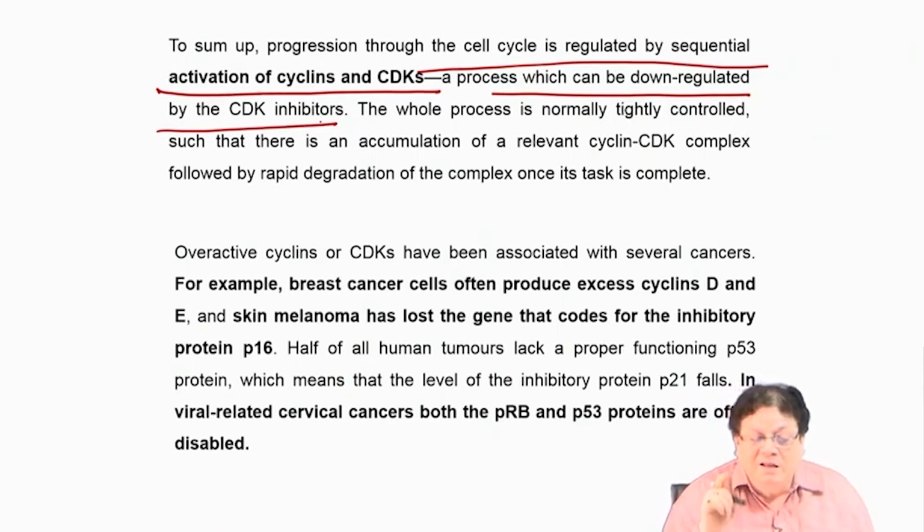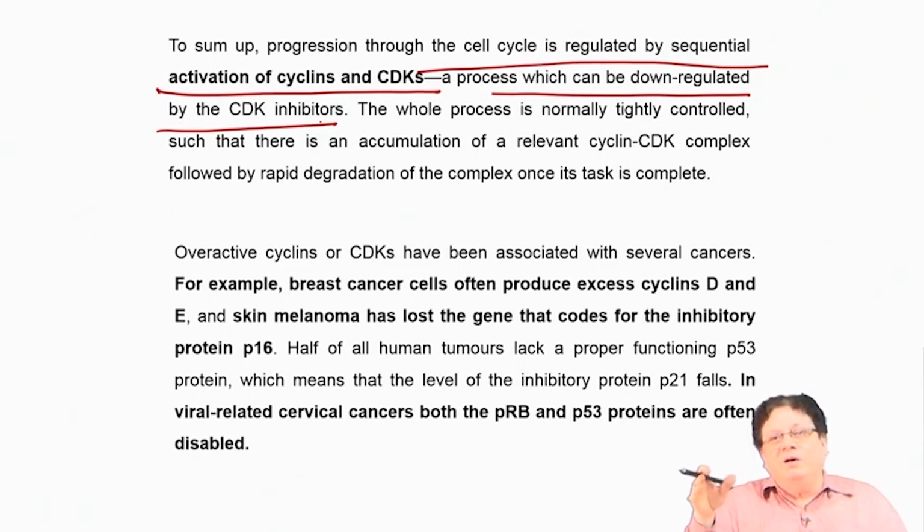What I said is that its down regulation means that in the downstream processing, when the cell moves further towards the mitotic stage, that is called downstream processing. So, it will be down regulated by the CDK inhibitors. Okay. The whole process is normally tightly controlled, such that there is an accumulation of the relevant cyclin CDK complex, followed by rapid degradation of the complex once its task is complete.